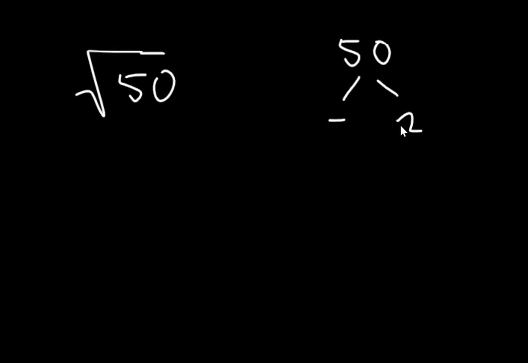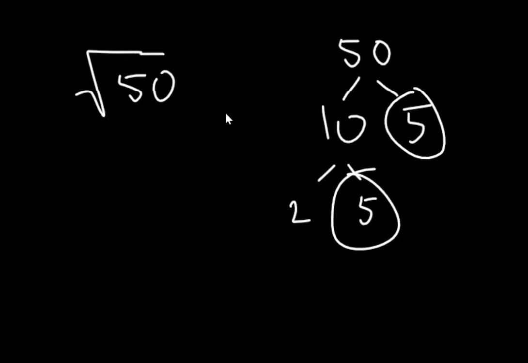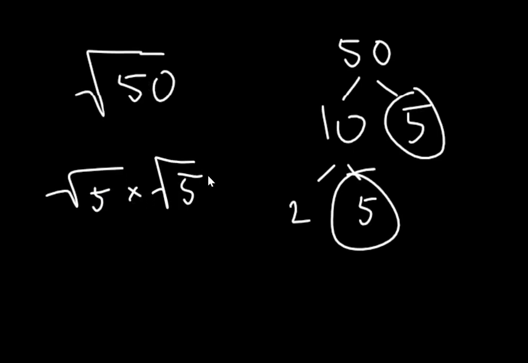Five is already a prime number, and if we separate 10 into 2 and 5, we still get the same thing. Since this is a square root, and we realize that there are two 5s, we can take that out. So now we get the square root of 5 times the square root of 5 times the square root of 2. The square root of any number times the square root of that same number is equal to just that number. So we get 5 times the square root of 2.